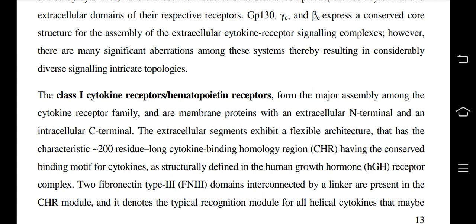So, the class 1 cytokine receptors or hematopoietin receptors form the major assembly among the cytokine receptor family and are membrane proteins with an extracellular N-terminal and an intracellular C-terminal.